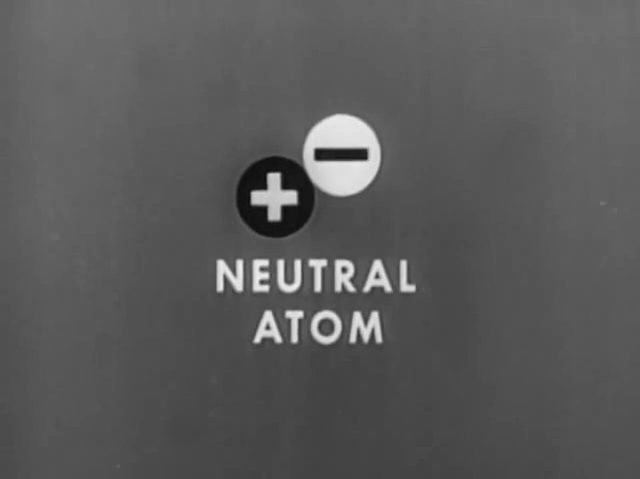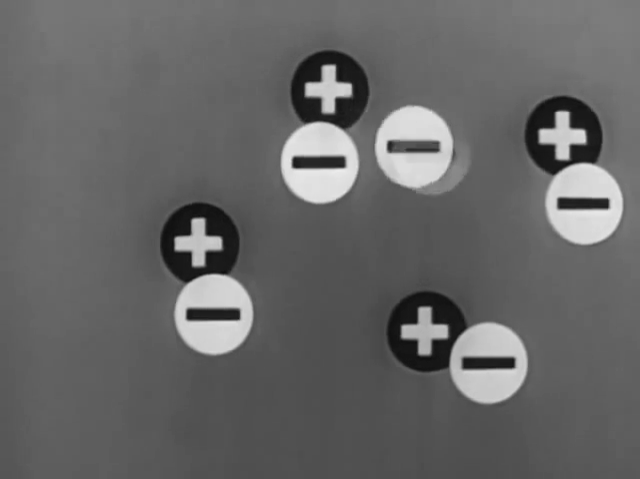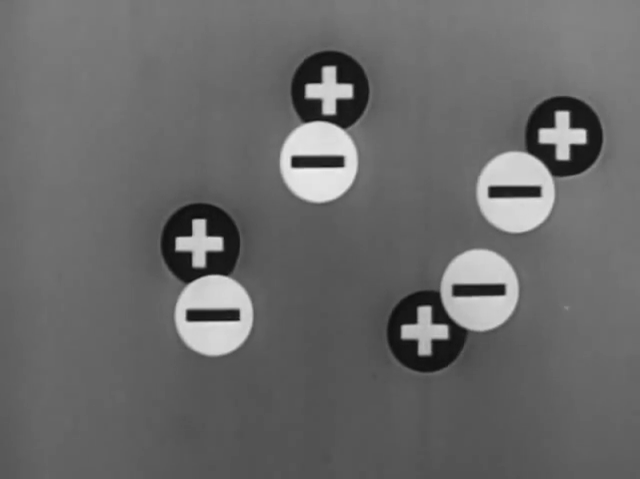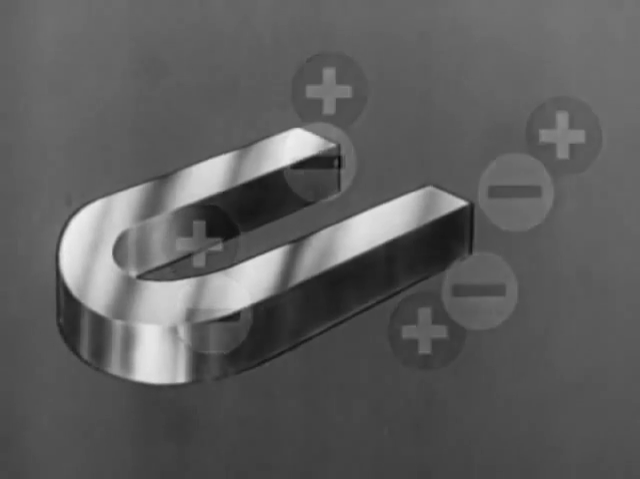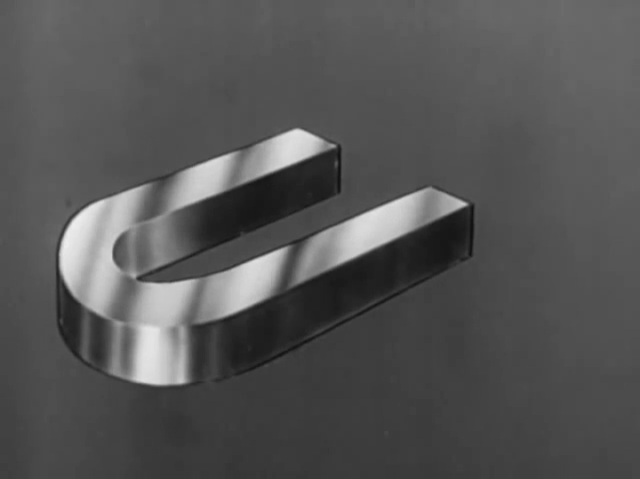This represents a neutral atom in electrical balance. Earlier, we saw how an outside force can break an electron away from an atom and start an electron chain reaction, an electric current flow. One way to provide that outside force is by use of a magnet.